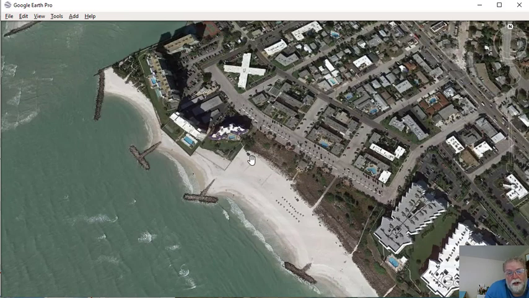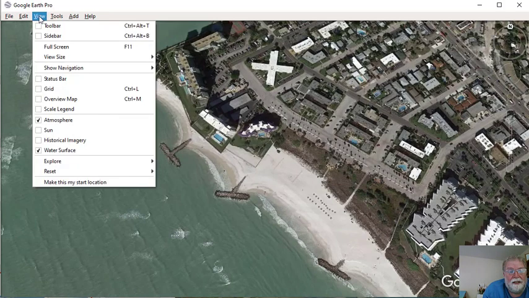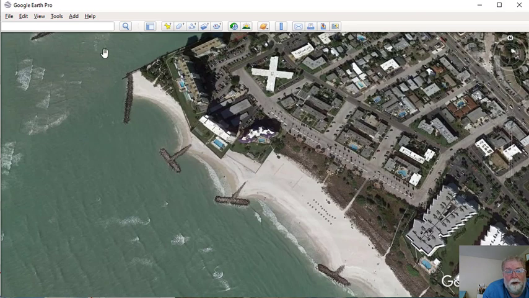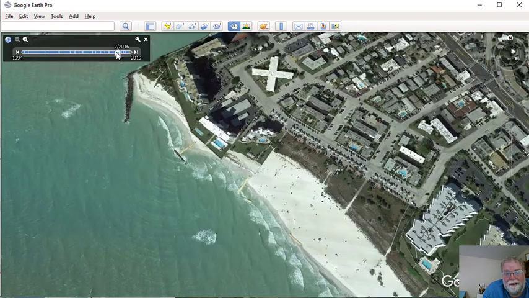They put in seawalls, which are also problematic. And so they're trying desperately to keep sand on this beach. And if you know this beach, you know that they cannot keep sand on this beach at all. So let's very quickly jump back in time here.